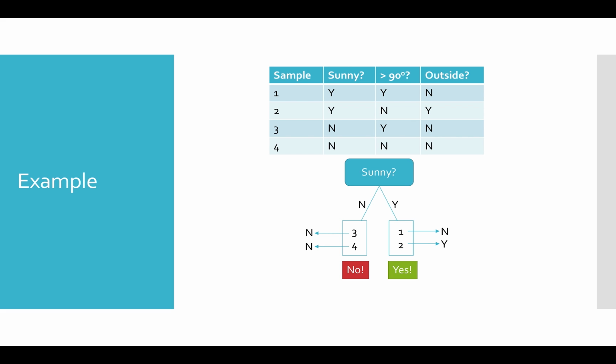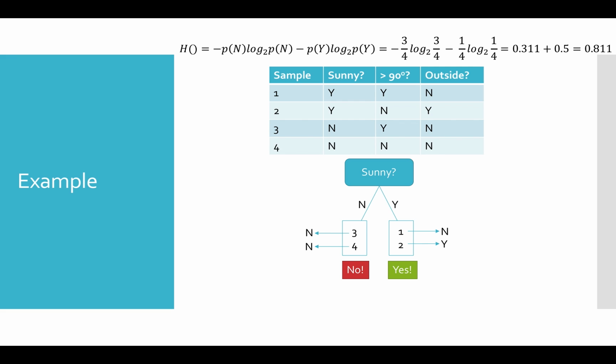First, we need to calculate the entropy of the whole set. Okay? So we do that by calculating the probability of no, which is going to be 3/4, and then the probability of yes, which is going to be 1/4. And then we calculate the entropy, and we get 0.811. Okay, so that's the entropy of the whole set.